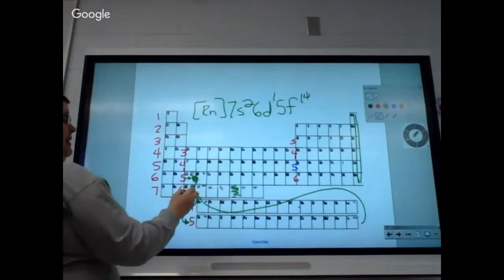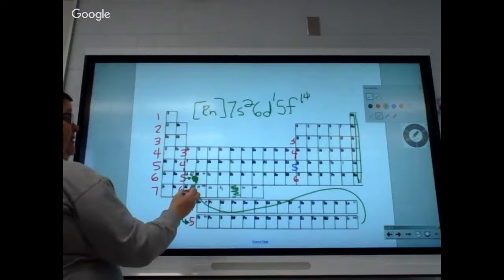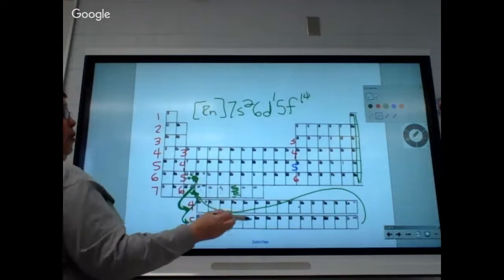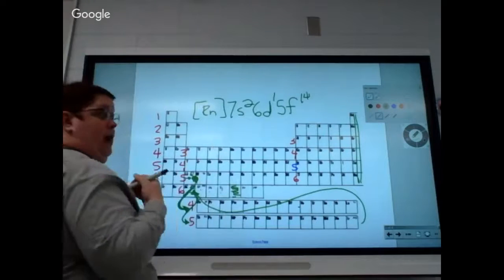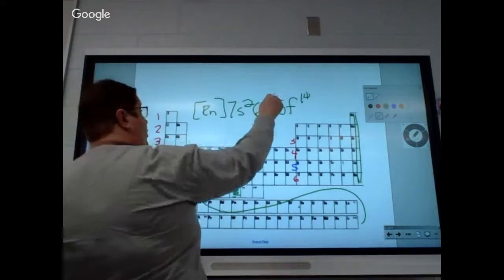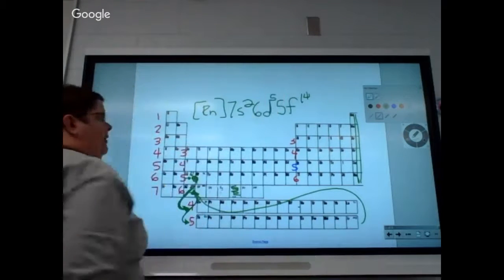So I'm back in 6d. I have how many more 6ds? 1, 2, 3, 4. So I got 4 more, and I already have 1, right? So I'm going to end up with 6d how many? I'm going to get rid of 1, and I'm going to write 5.